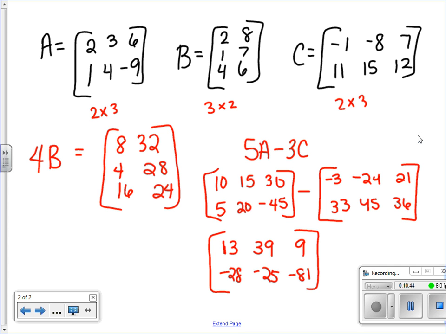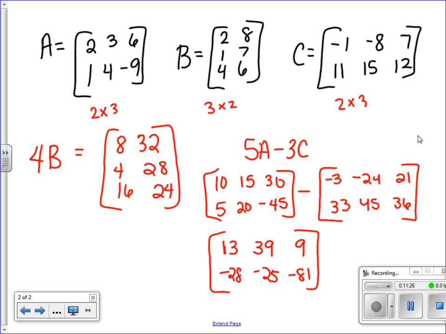As far as properties that work for addition, commutative property still holds true for a matrix. Associative property still holds true for addition. Additive inverse, additive identity, all those things hold true. Subtraction, no. If I subtract C minus A, I'm not going to say the answer is A minus C. That's not true. So you can't do that with subtraction. Pretty much the same as regular numbers.